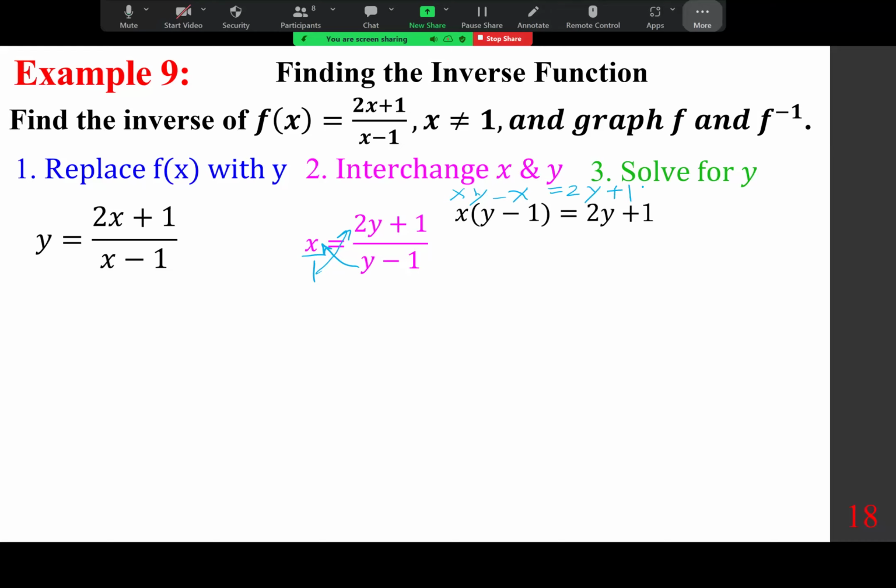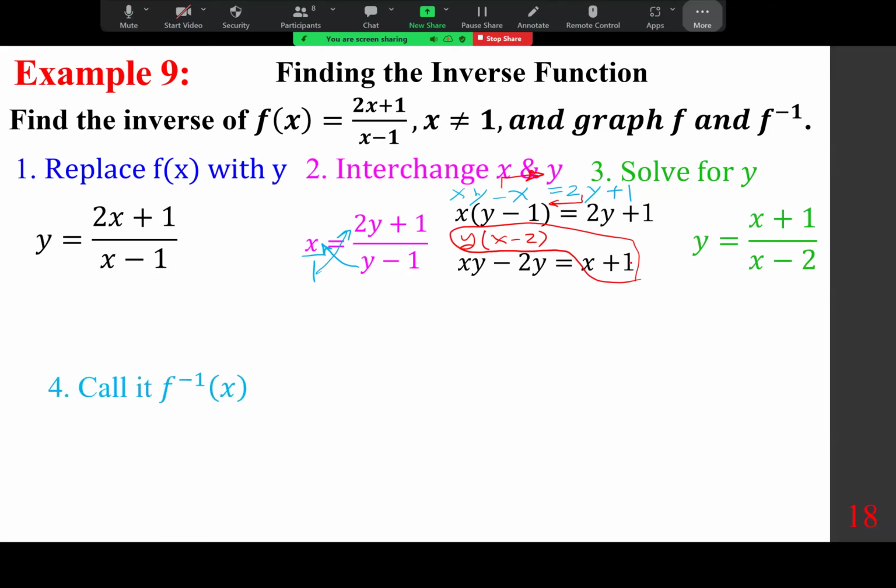Since we want to solve for y, we are going to move things around as follows. So 2y goes this way, becomes negative 2y. Negative x goes to the right, becomes positive x. And we are going to factor the y out from the left side. We get y times x minus 2. Divide both sides by x minus 2. So this is solving for y.